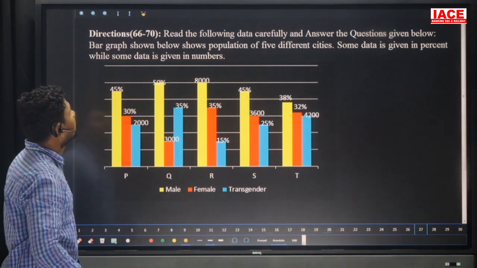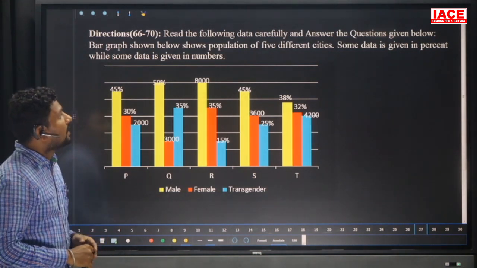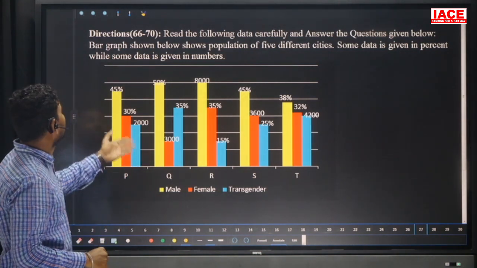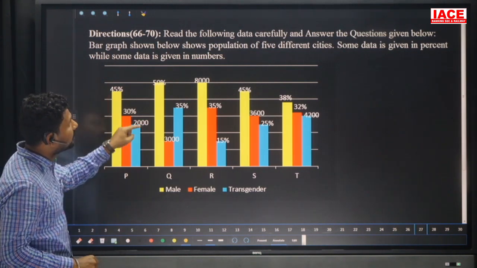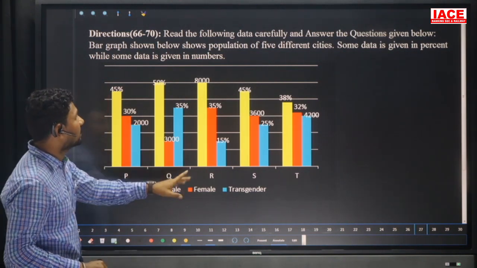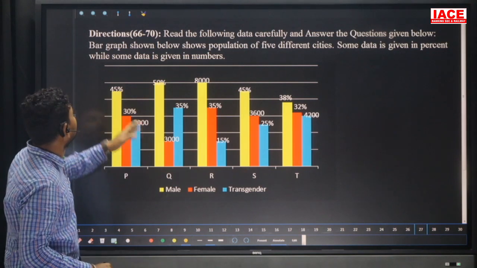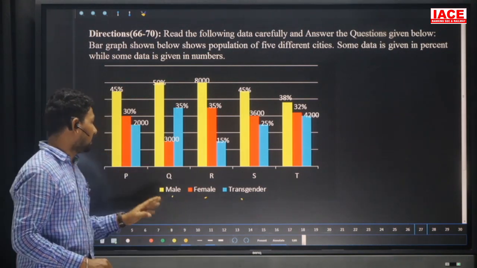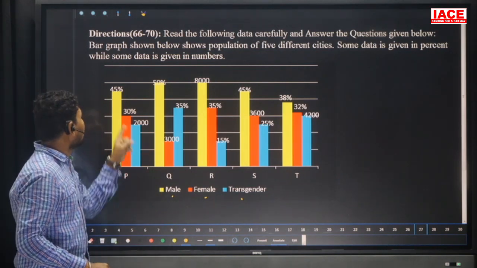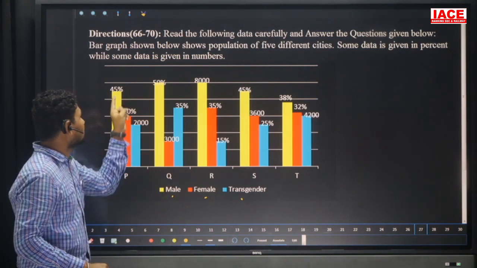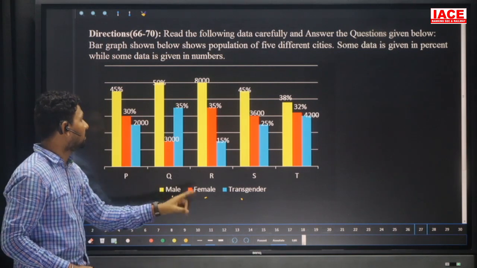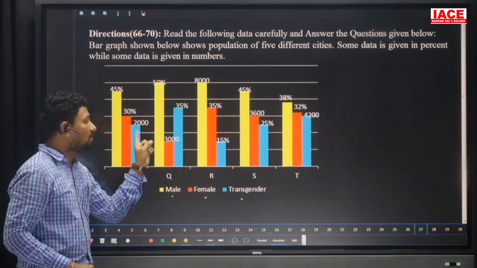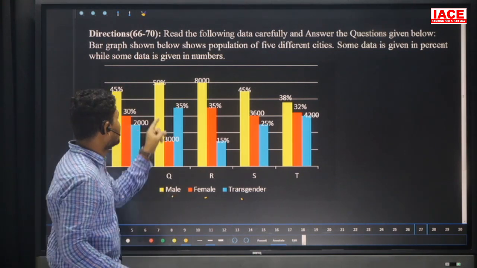Next, we have a graph. Read the following data carefully and answer the questions given below. The bar graph shows the population in 5 different cities, P, Q, R, S, T. Some data is given in percentages, some in numbers: males, females and transgenders, so 3 sets of data are there. In P, males are 45%, females are 30%, so 75% belongs to male and female, which means 2000 belongs to the remaining 25%, the transgenders. The remaining data is given likewise.